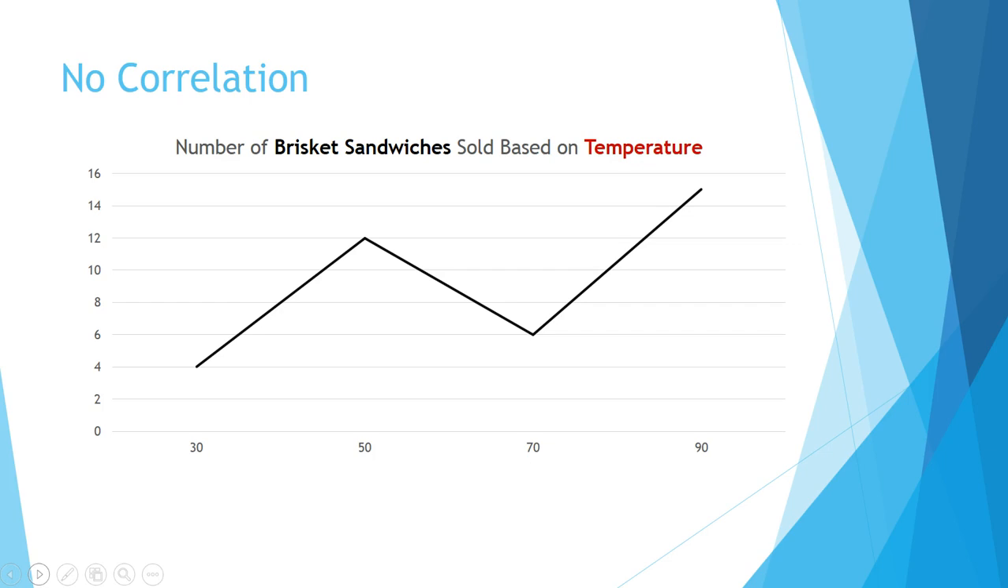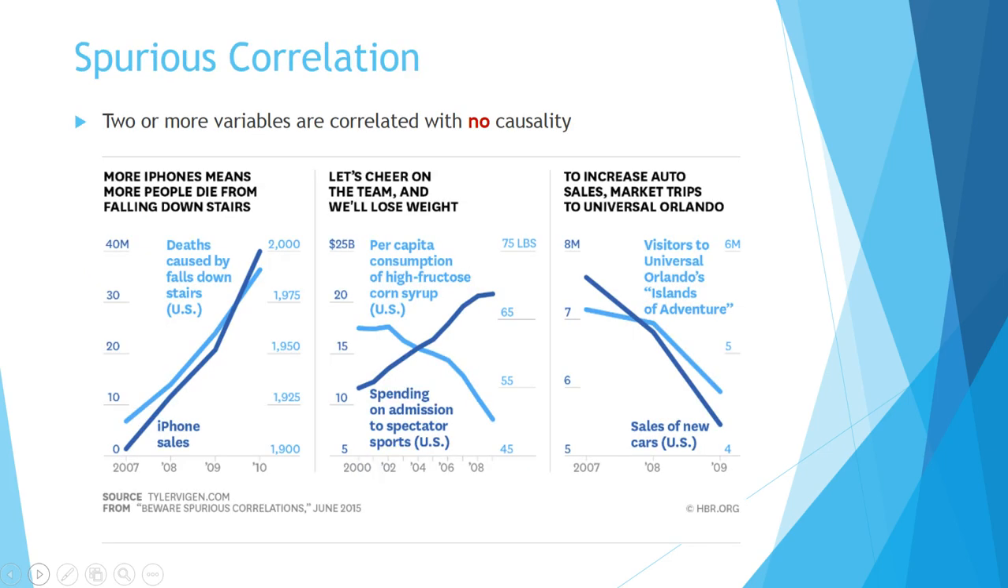So when you're computing correlations, researchers must be aware of its ugly brother, the spurious correlation. And this is when you have 2 or more variables that are correlated with no causality. So some examples here are from the Harvard Business Review. And you can see in the first example, these are pretty extreme examples.